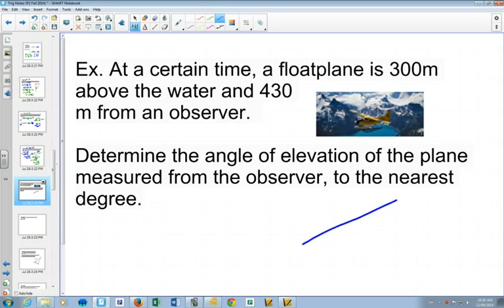So we draw a picture. We know that the distance here is 430 meters. And the height above the ground is 300 meters. So you imagine two different people having the same app. One person measures straight up and they get 300 meters. The other person is far away from it and they measure 430 meters.